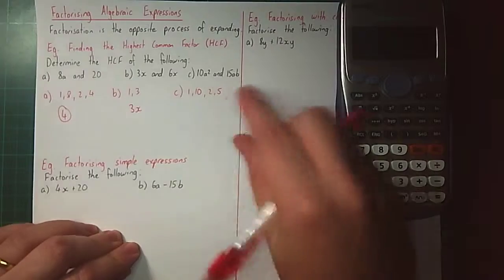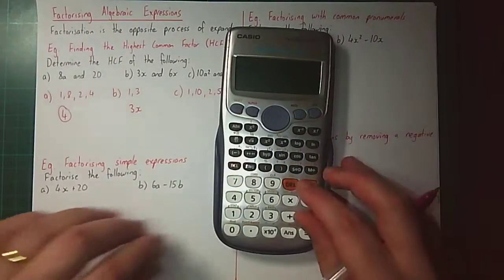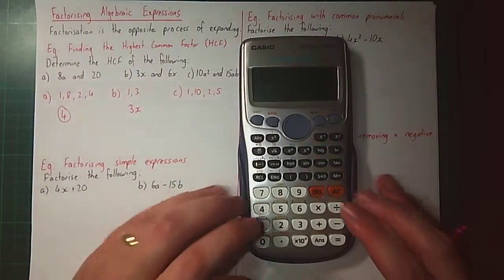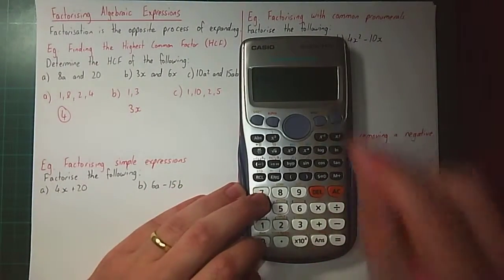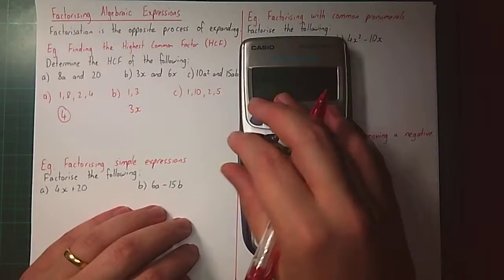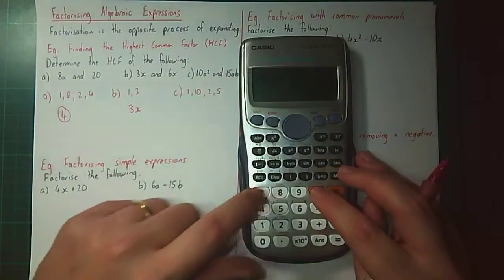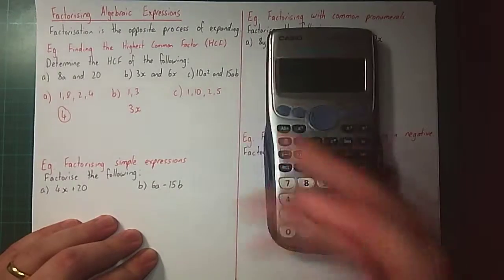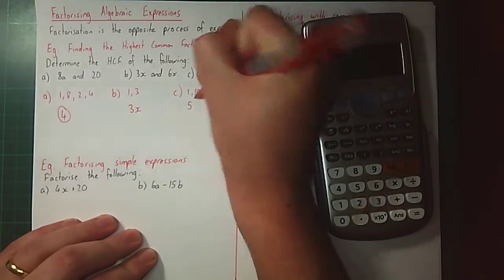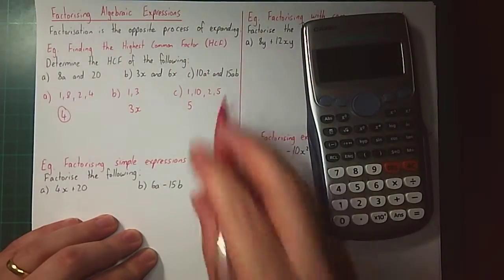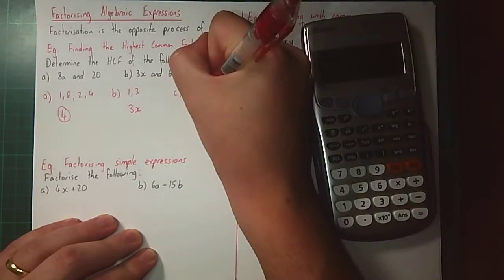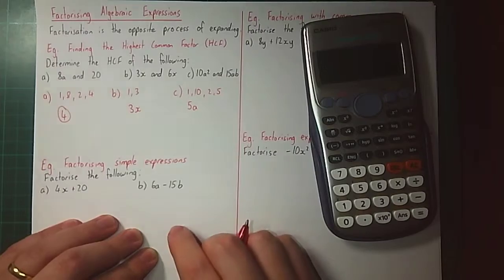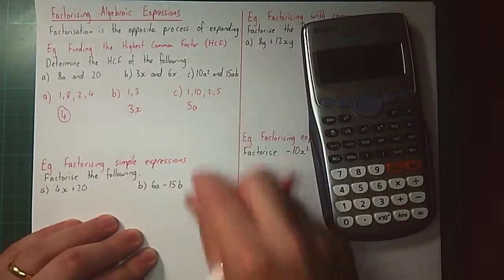So let's start with the highest one and see if it works. We've got 15 divided by 10. It doesn't give us a whole number, so 10 doesn't work. Let's go to the next highest number, which is 5. And that works. So 5 is the highest common factor in regards to the numbers, and if we look at the letters, it's just, as we said before, A. So 5A is the HCF of these two terms.